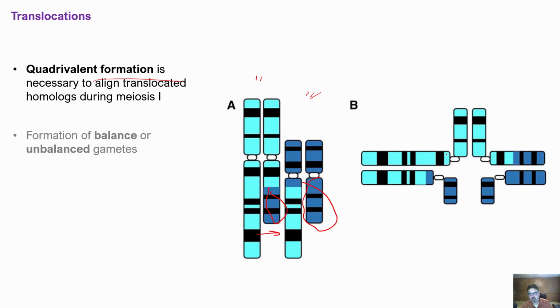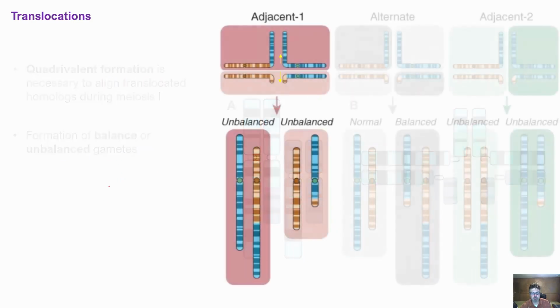Well, now you're going to have that quadrivalent forming, and we can see here it's required in order to get that proper alignment of each of these segments. Now, depending on how the translocation occurs, this can form either balanced or unbalanced gametes, depending on which segments had actually been translocated, which ones had been moved over. And so here we can see a couple of examples of translocations, whether it's balanced or unbalanced.